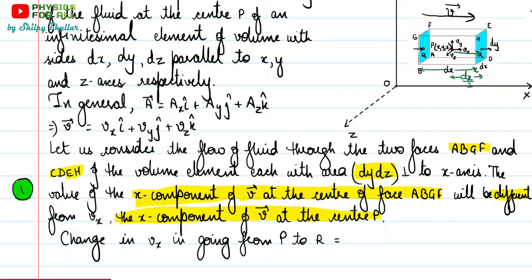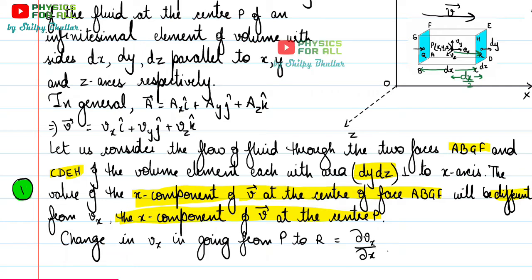So this is the clear-cut change that we can see: the only change in the x-axis or x component in going from P to R is dx by 2. This is the value. And then obviously, the way this velocity vector depends on the x-axis, it would change its value. Thus this change, we would write it as curly Vx upon curly x.